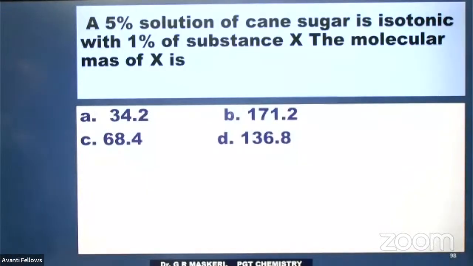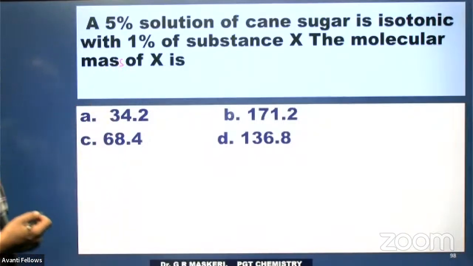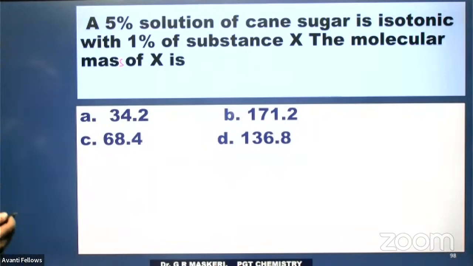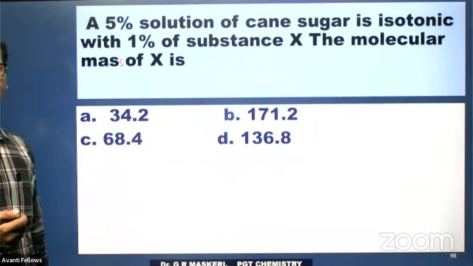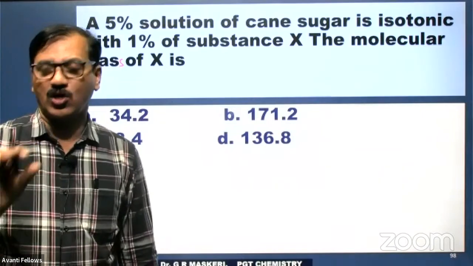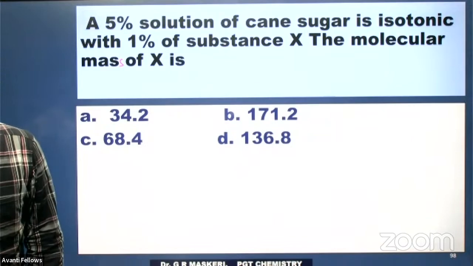Good. Okay, now come on. A 5% solution of cane sugar is isotonic with 1% substance x. The molecular mass of x is? Isotonic solutions means those have the same osmotic pressure. Come on, somebody tell me some answer.